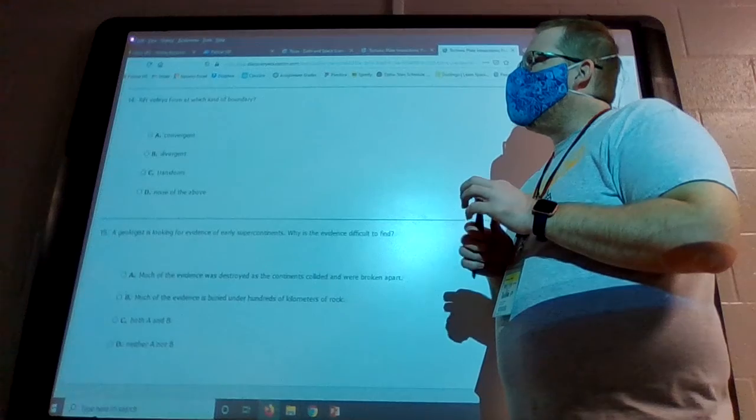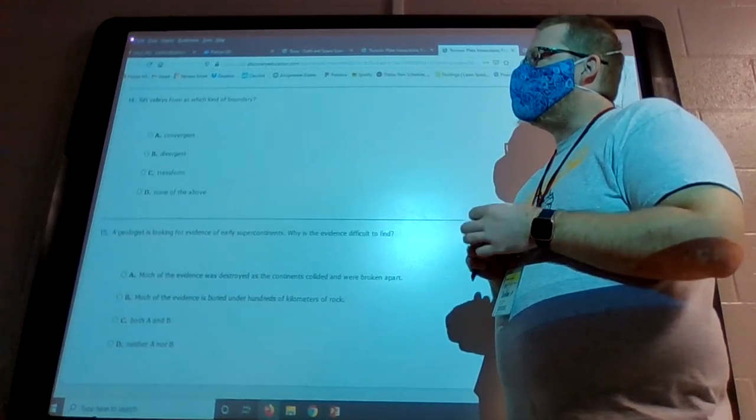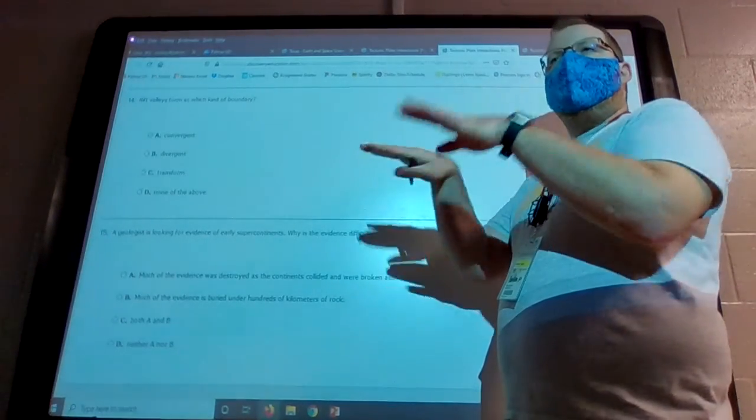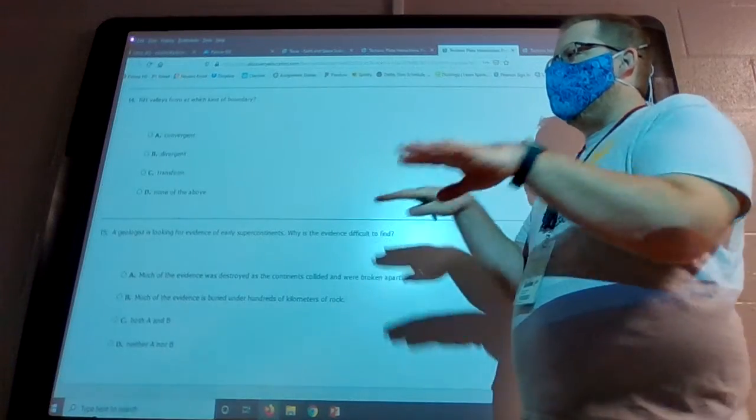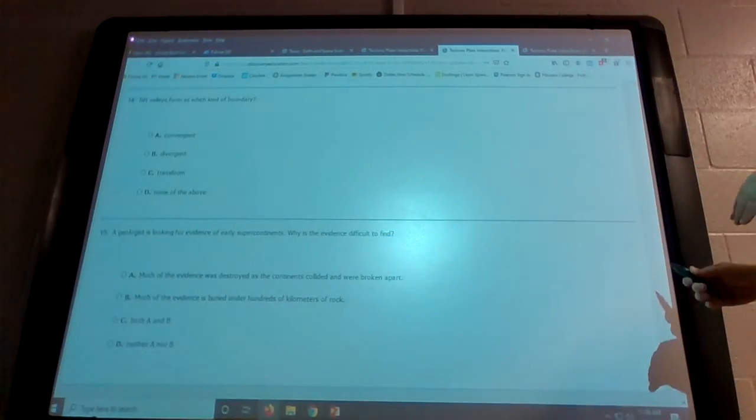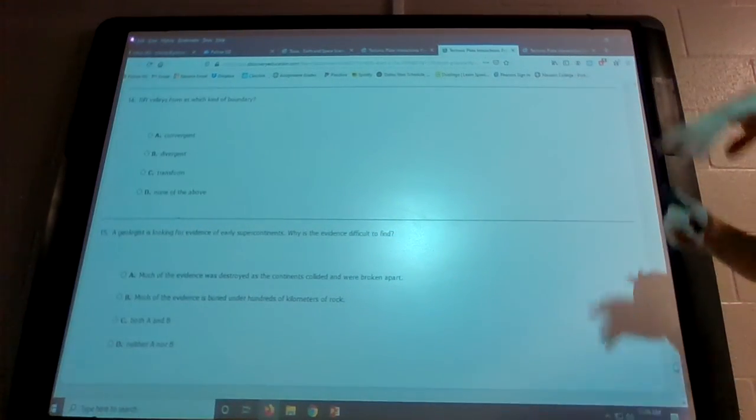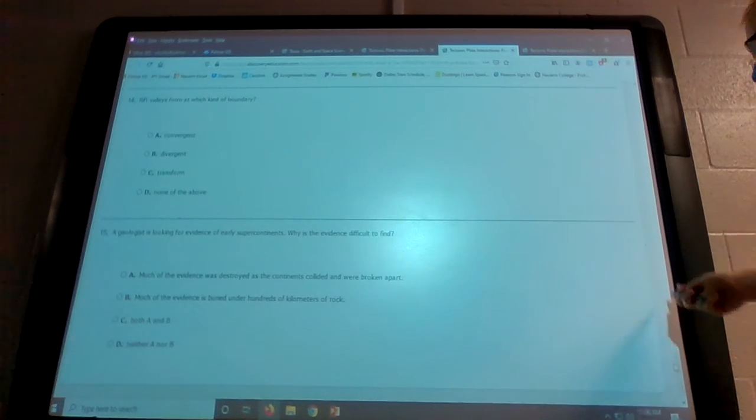Rift valleys form at which kind of boundary? So a rift, what's happening in a rift, and what kind of boundary would that be happening in? I wasn't asking you for the answer. It's just a hypothetical in your own mind.